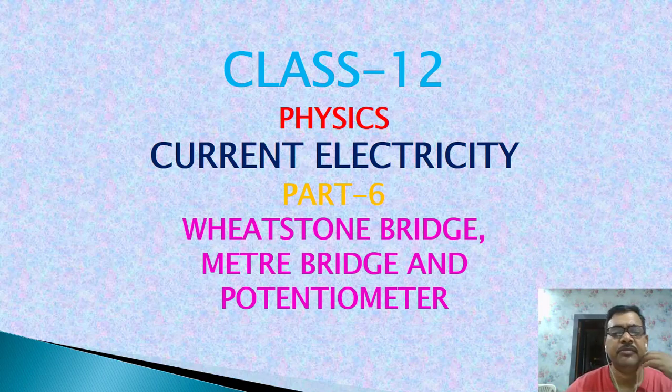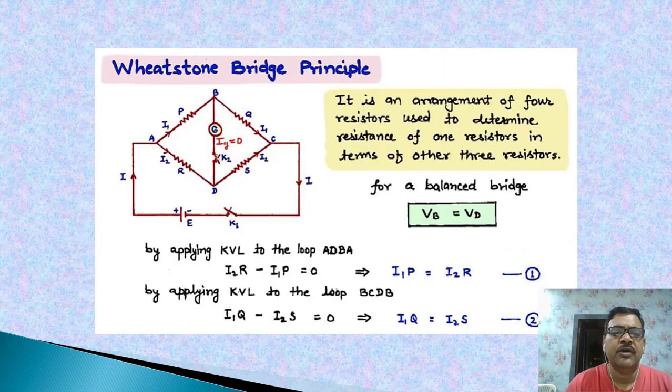Today I am here with you students with the sixth part of current electricity. In this session we will study Wheatstone bridge, meter bridge and potentiometer. This is the last part of this chapter, current electricity. We start with the Wheatstone bridge.